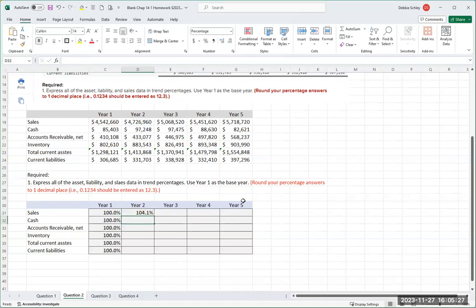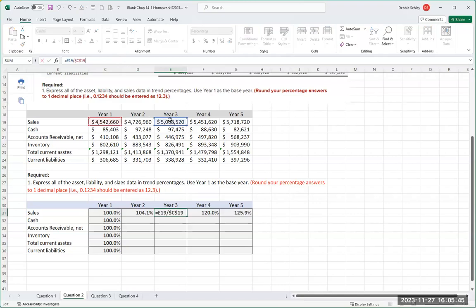And so these are going to be more than 100%, right? Because year 2 sales are more than 100% of year 1. And so just remember to round correctly for your percentage. And so again, each of these is that year's sales divided by year one sales. And we're going to do this on every line.